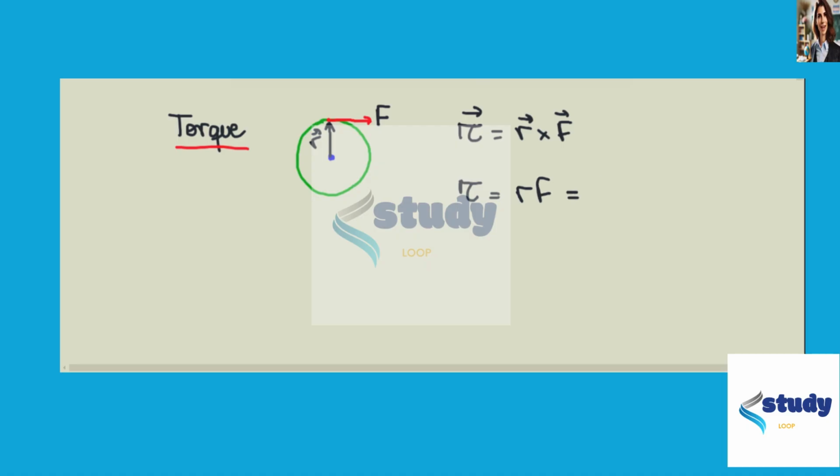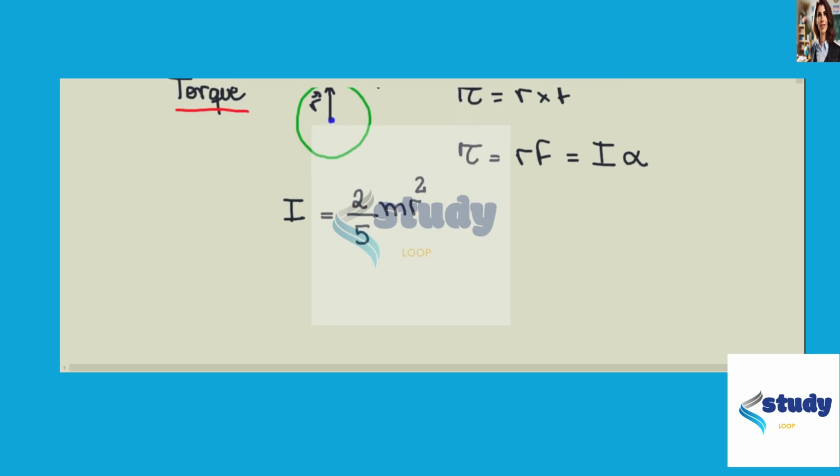Also, we know that the torque can be written as the moment of inertia of a rigid body times the angular acceleration. In our case, we're going to need to remember that the moment of inertia of a solid sphere is equal to 2/5 times the mass of the sphere times the radius of the sphere squared, considering that the sphere is rotating around its center. And finally, we need to remember that the angular acceleration is equal to the variation in the angular velocity divided by the variation in time.